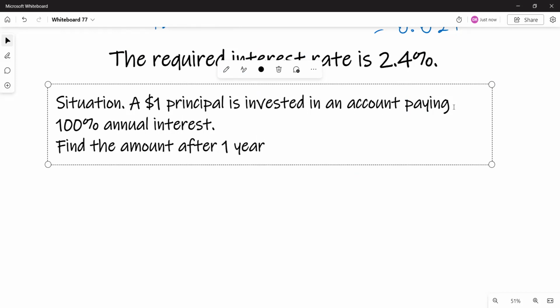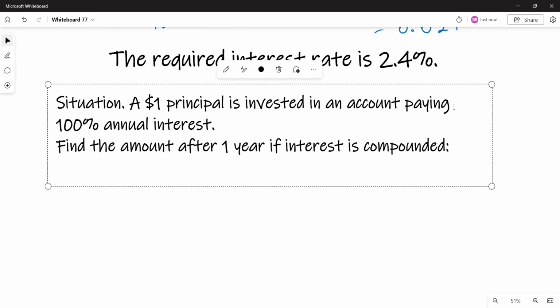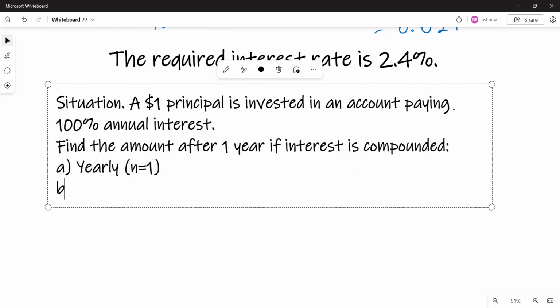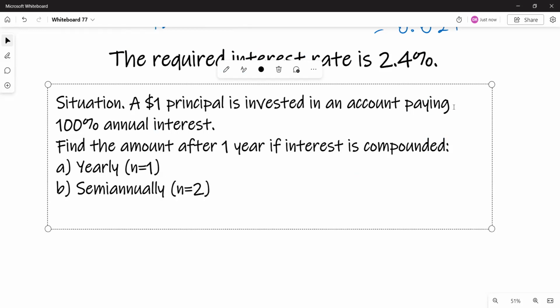If interest is compounded... Okay, we're going to do a few situations. If interest is compounded yearly, that is when the compounded frequency is 1. When it is compounded semi-annually, so semi, that means half and half. That's twice a year.